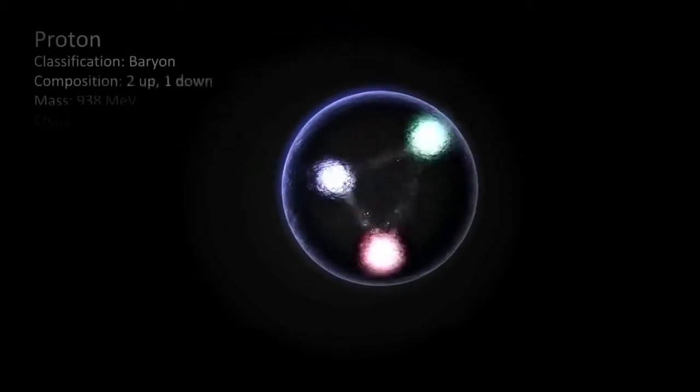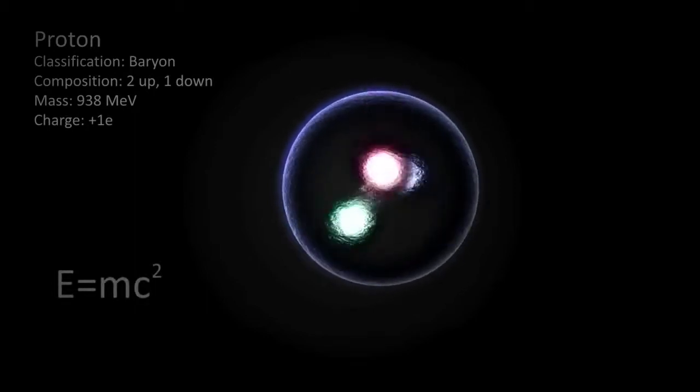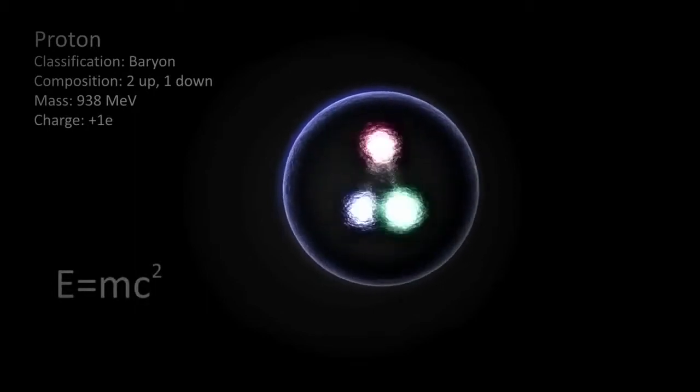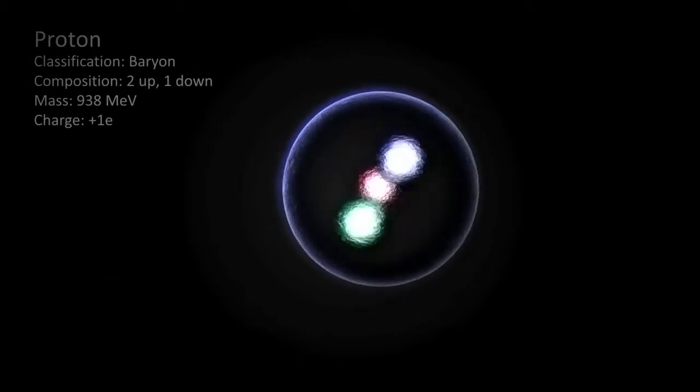How do you create a massive particle such as the Higgs from only two small protons? This comes down to Einstein's famous equation E equals mc squared, which tells us that mass is just another form of energy. By speeding up the protons, they acquire additional kinetic energy.